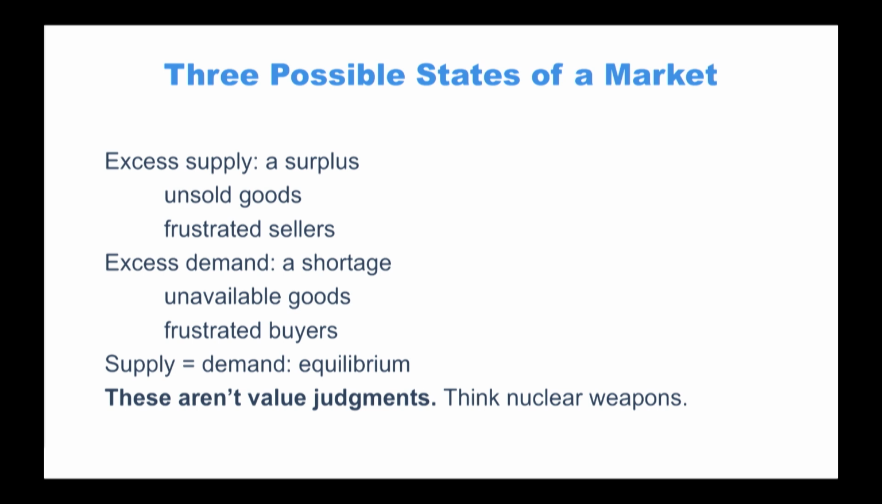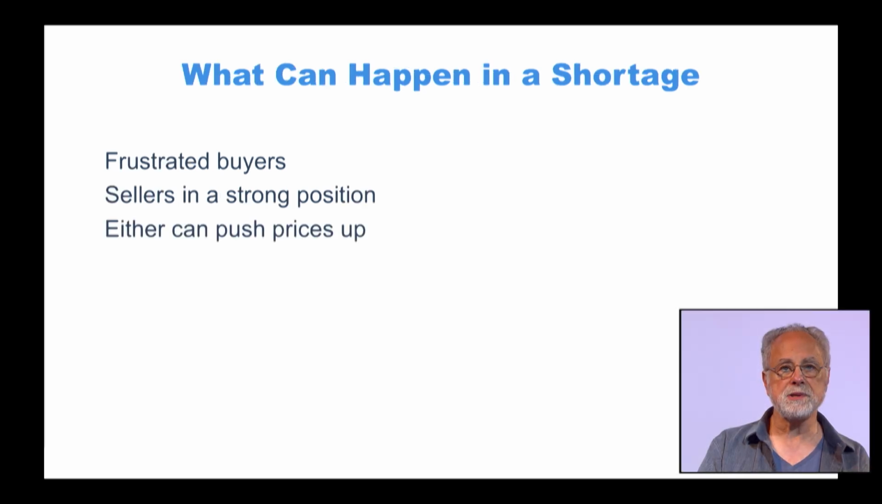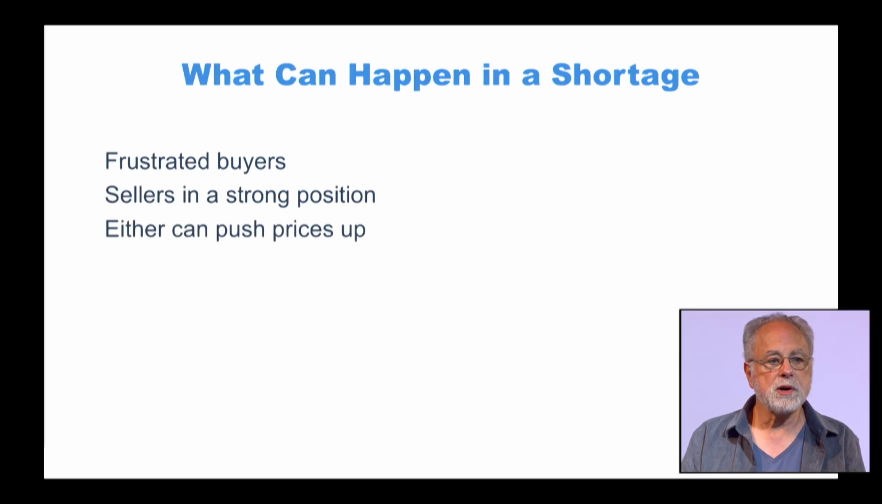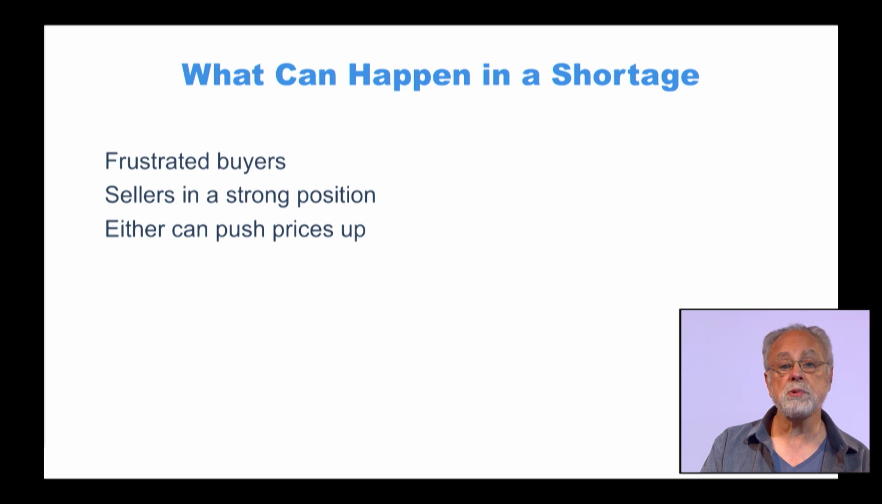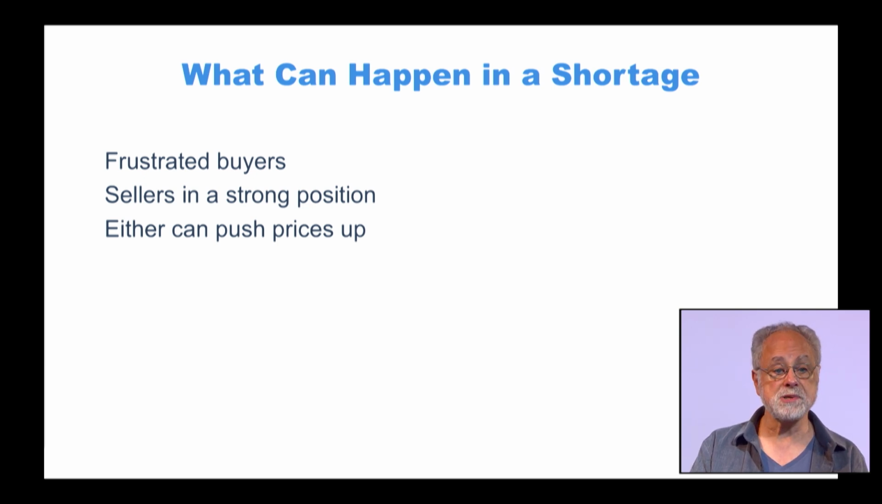Now think through more carefully what happens in these states. In a shortage, it's the buyers who are frustrated, and that puts the sellers in a very strong position. Either from the buying side or the selling side, there can be pressure to drive up the price. So the sellers might see, oh, hey, there's a shortage out there in the market. I can charge a higher price and still sell everything. So they might raise their prices.